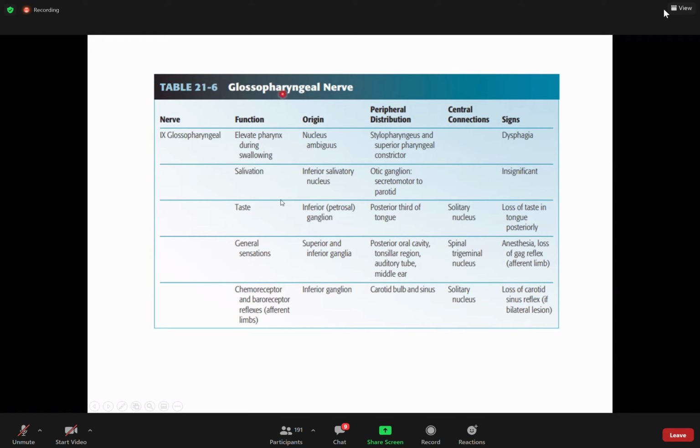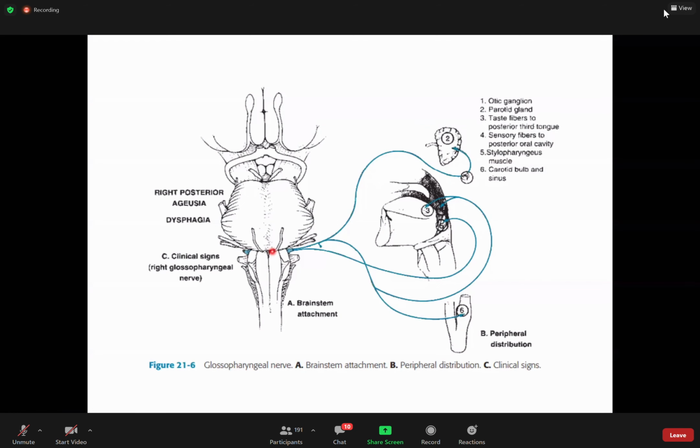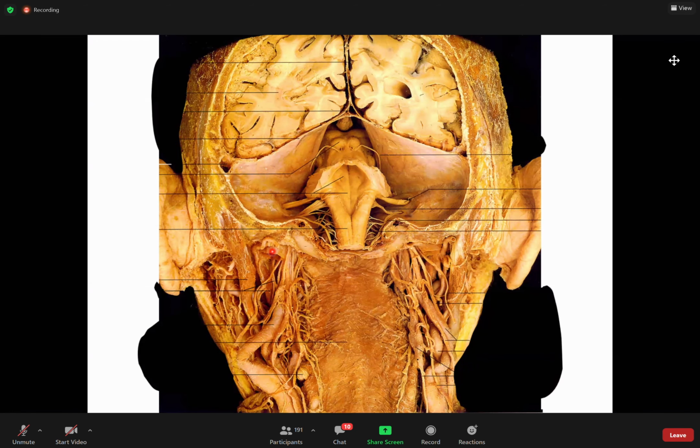So these are some of the features or the supply of the glossopharyngeal nerve. So we will stop here and we will start with our discussion on the 10th, 11th, and 12th cranial nerve, and also some of the lesions of the brainstem, which we are going to discuss in the next hour of this presentation.